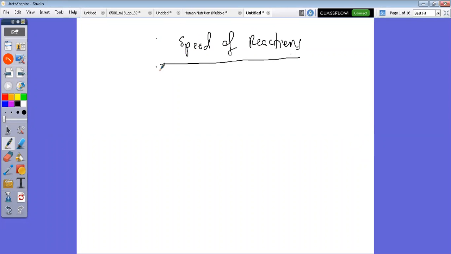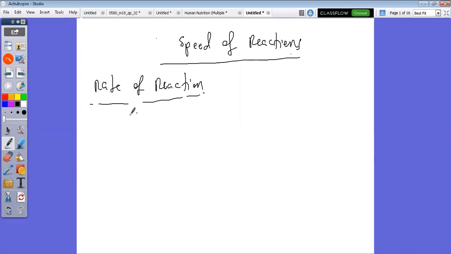So when you talk of speed of reactions, we are measuring the rate of a reaction. So what do you understand when I say the rate of a reaction? What am I talking about? What are we talking about?